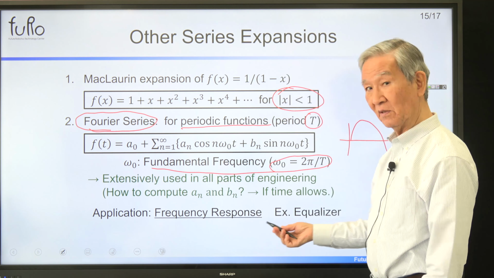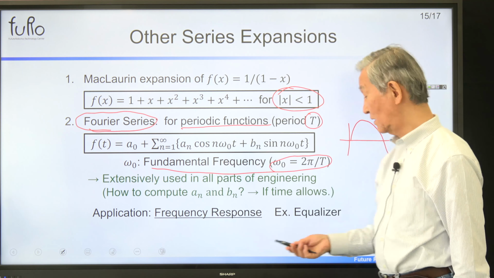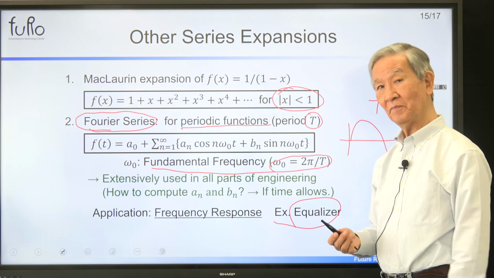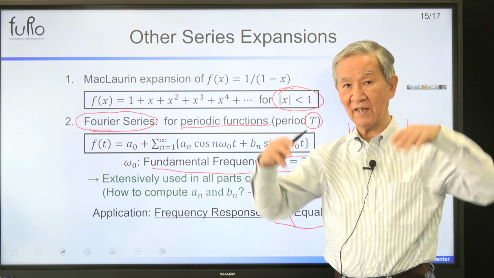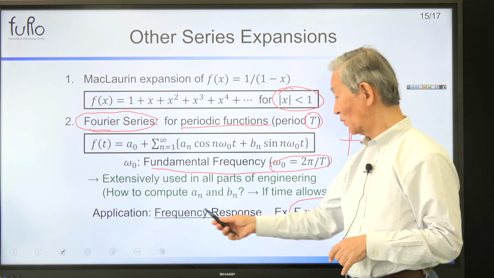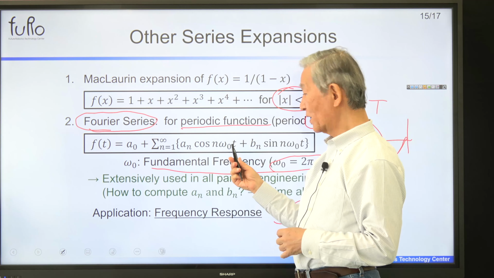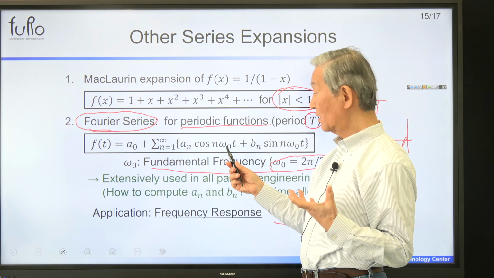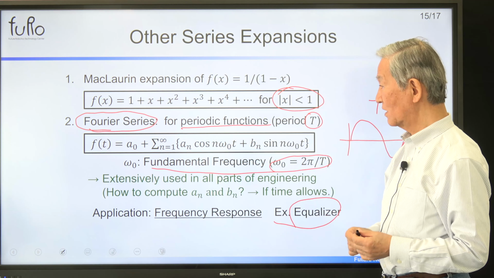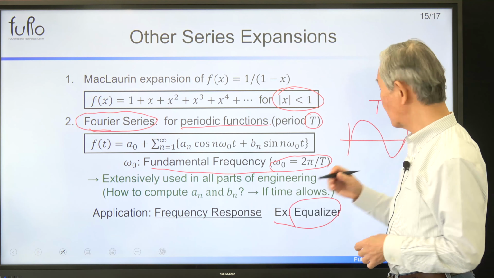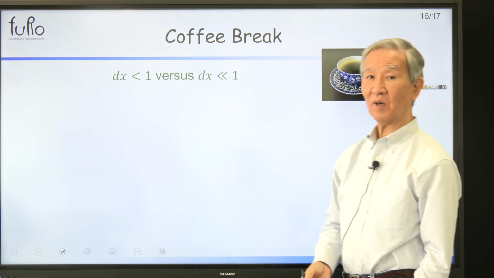Application, frequency response. Do you know anything about frequency response? Are you a fan of music? Then you know a thing called the equalizer. The equalizer has lots of those graphs that go up and down, different frequencies. So frequency response. Frequency, let's look at this one here. Omega 0, 2 omega 0, 3 omega 0. So frequency goes up, up, up, up, up. So this is exactly what we use for frequency response. Fourier series.